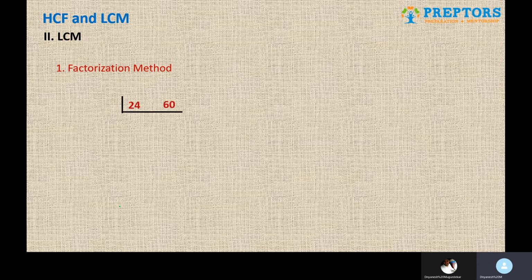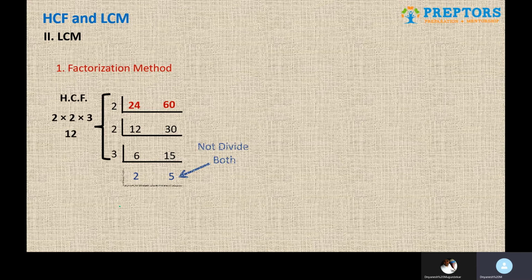Same numbers we are taking, 24 and 60, so that you understand some parts as they are, copy paste from the previous approach. If you start factorizing 24 and 60, for HCF we had stopped when we reached 2 and 5, because there was nothing else common. But for LCM, you have to keep extracting all the factors until you get all the ones at the end. So we are going to also extract 2 and 5. Let's extract 2 first, and then 5 as well.